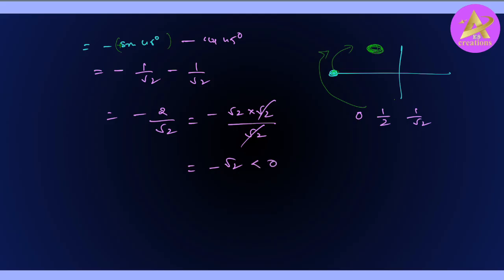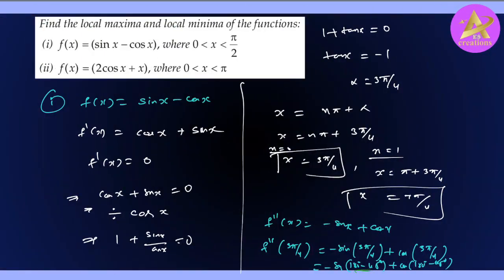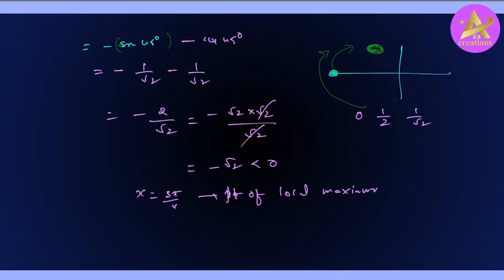Therefore, x equal to 3 pi by 4 is a point of local maximum. And what is the next point here? 7 pi by 4. Okay, double dash of 7 pi by 4.